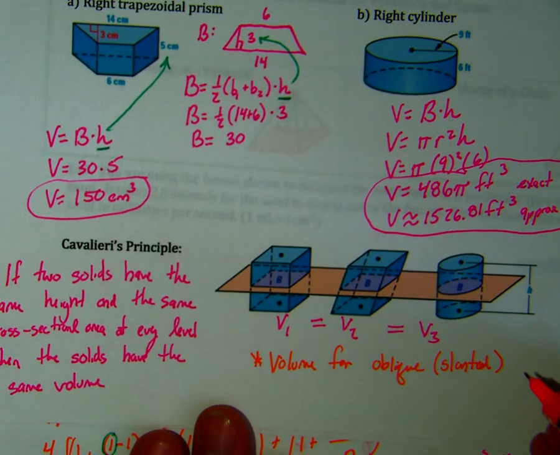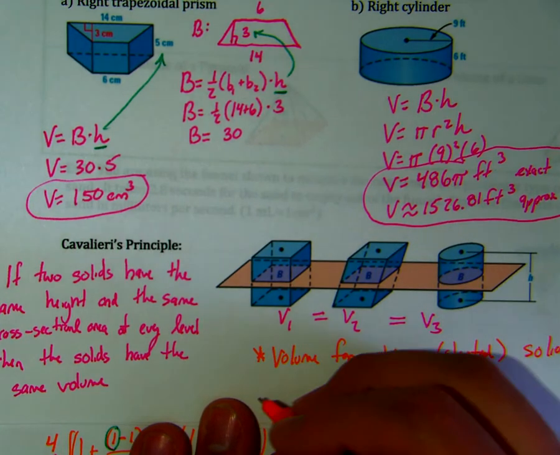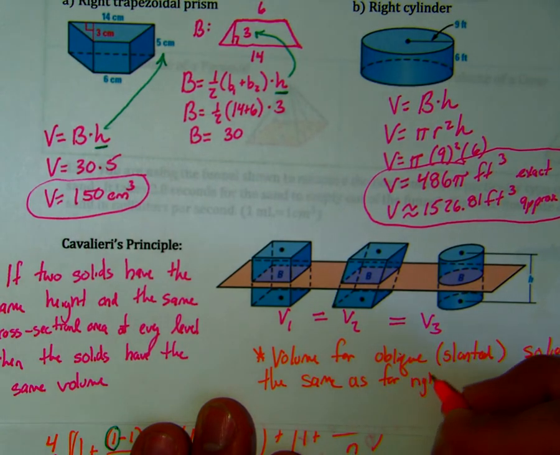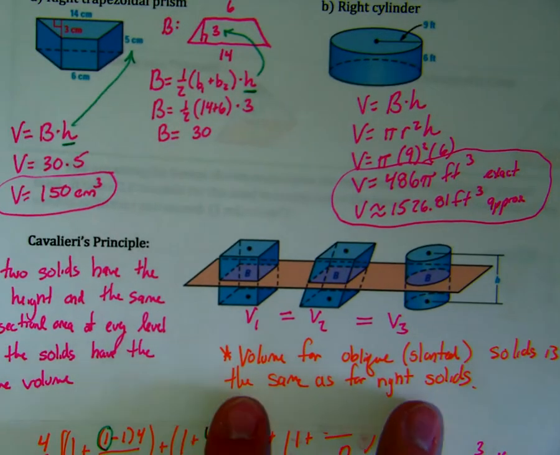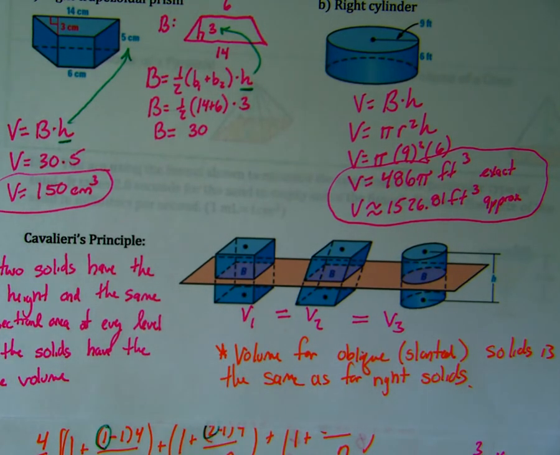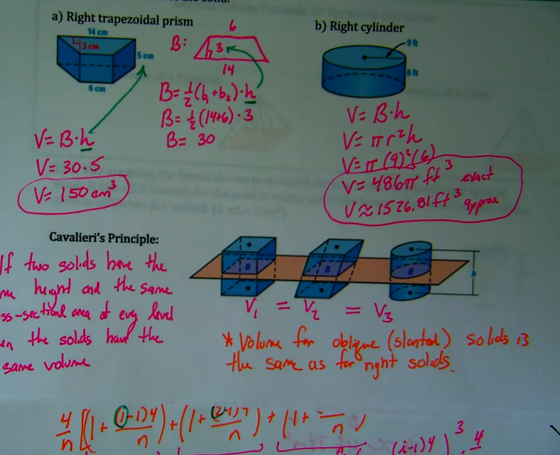The main reason for us using Cavalier's principle is this: the volume of oblique solids is the same as for right solids. All the volume formulas that we have are for right prisms, right cones, stuff like that. This allows us to use the same right prism, right pyramid, right cone formulas for things that are not right, for things that are slanted, for things that are oblique.